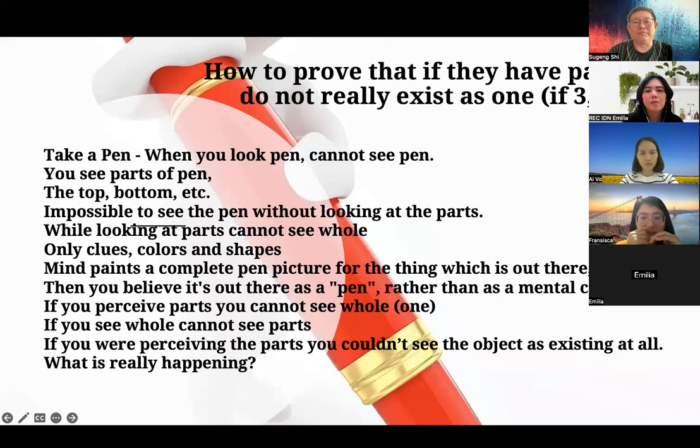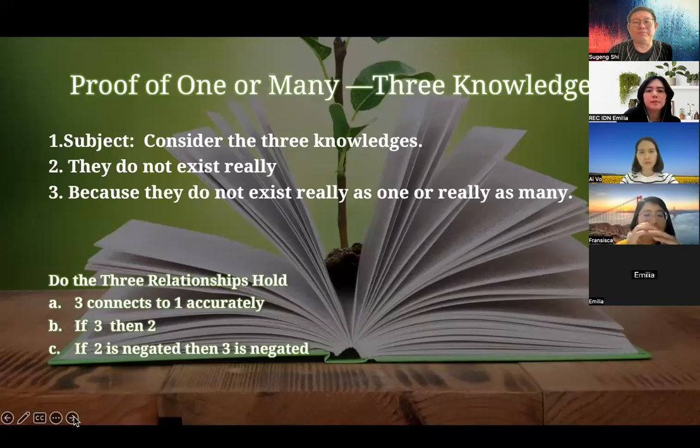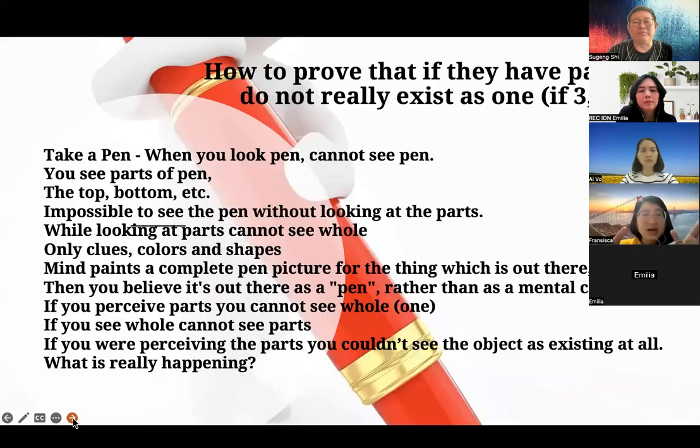How to prove that if they have parts, they do not really exist as one? Yeah, this is basically the positive necessity. If 3, then 2. This is the second checkpoint, you see? If 3, then 2. If they do not exist really as one or really as many, then they do not exist really. So this is what we want to discuss here. Basically, if they have parts, they do not really exist as one.